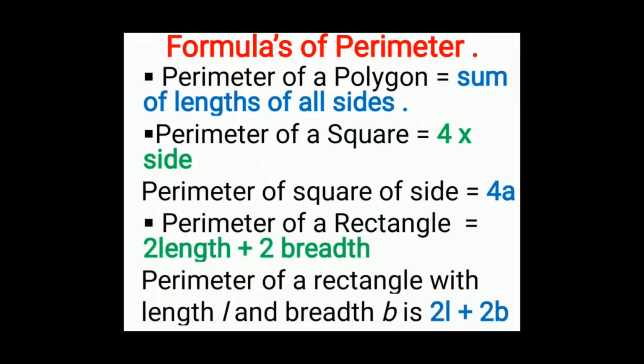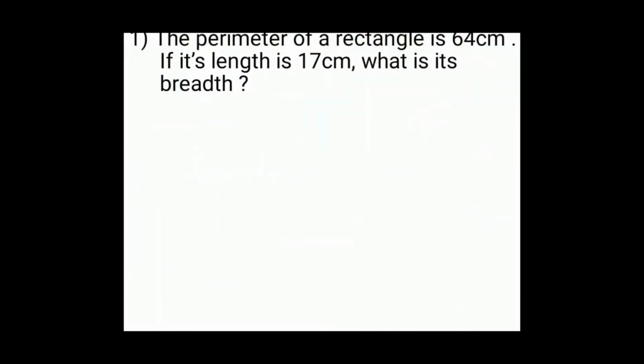Now the perimeter of a rectangle. We already know that a rectangle has 2 lengths and 2 breadths. That's why the formula becomes 2 into length plus 2 into breadth. If the rectangle has length L and breadth B, then the perimeter is 2 into L plus 2 into B.